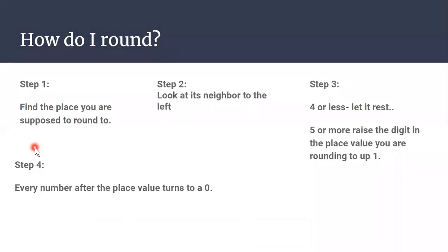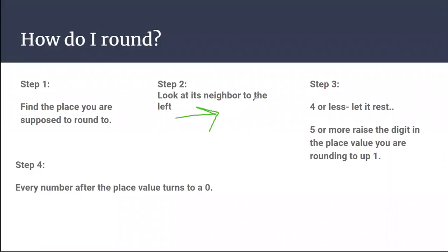Well, there's 4 steps, okay? I'm gonna find the place value, the place that I'm supposed to round to. So if I'm rounding to the tens place, I'm gonna find the tens place. And then I'm gonna look at its neighbor to the right. So which direction is right? Well, it's this way, okay? And I'm just gonna look to the one right next to it. I'm not gonna look way down the line if it's a big number. I'm just gonna look at the one right next to it, okay? And then I am going to decide, is it 4 or less or 5 or more?